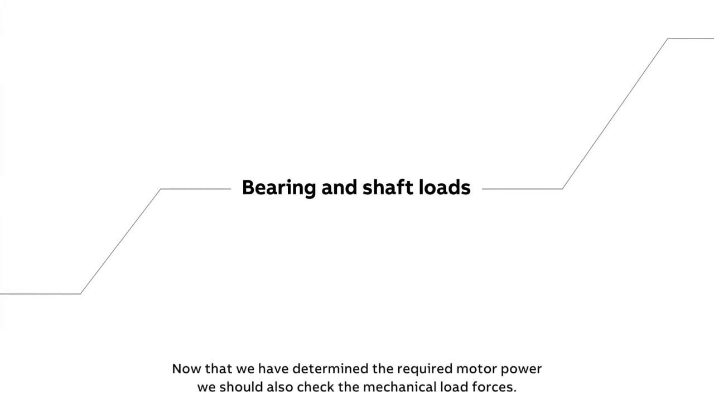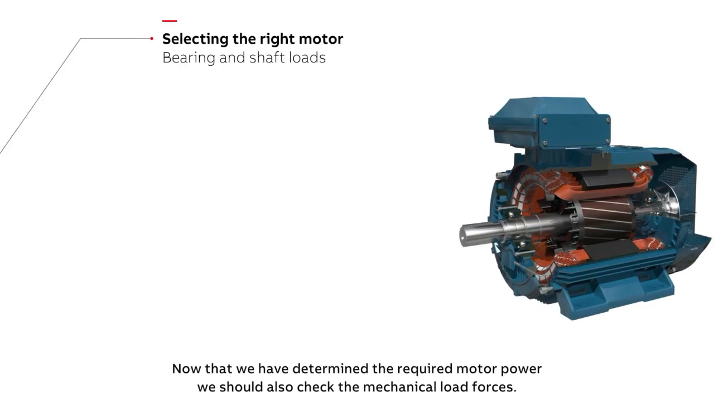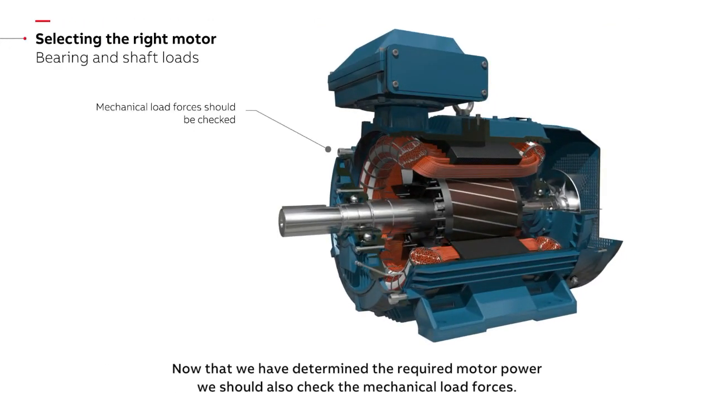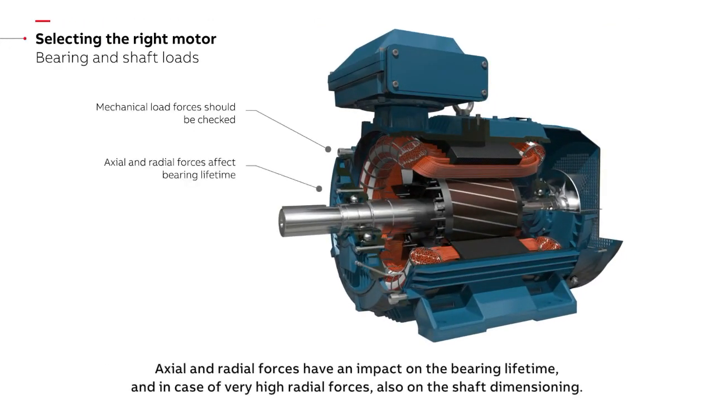Now that we have determined the required motor power, we should also check the mechanical load forces. Axial and radial forces have an impact on the bearing lifetime, and in case of very high radial forces, also on the shaft dimensioning.